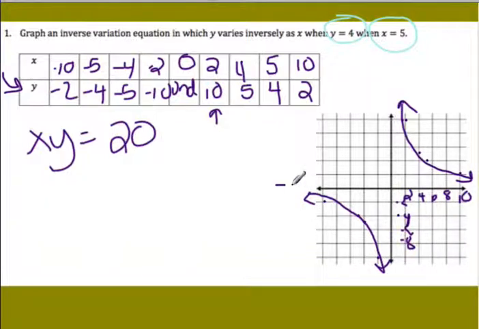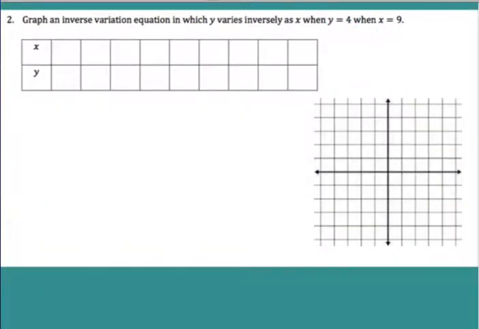Now keep in mind, you never want to be crossing the x or the y axis. It should be kind of locked in to that first and third quadrant. So let's take a look at number 2. It wants us to graph the inverse variation equation when y is equal to 4 and x is equal to 9. So our equation xy is going to be equal to 36 when we do 9 times 4.